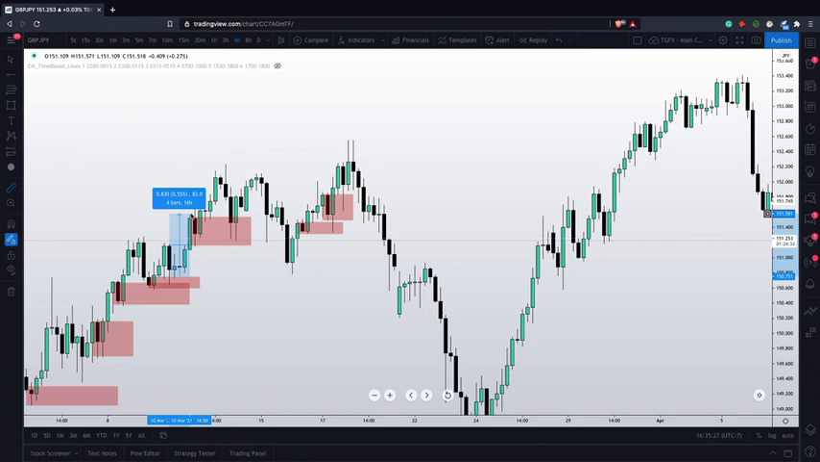So combine this with the knowledge you already have. Once again, this isn't just something you want to trade by itself. Incorporate it with everything else you've been learning, and I guarantee you're going to see a crazy change in your trading.